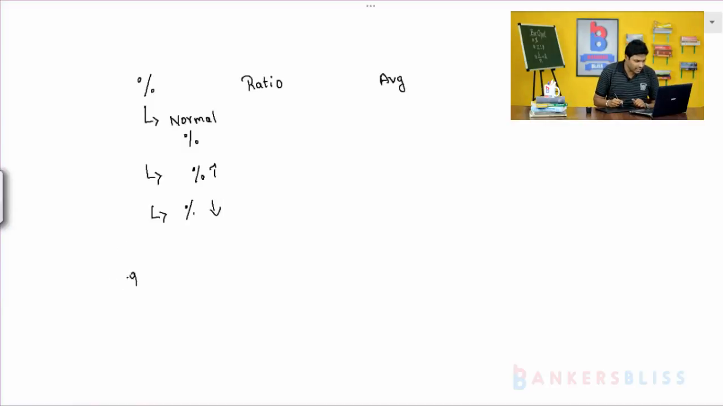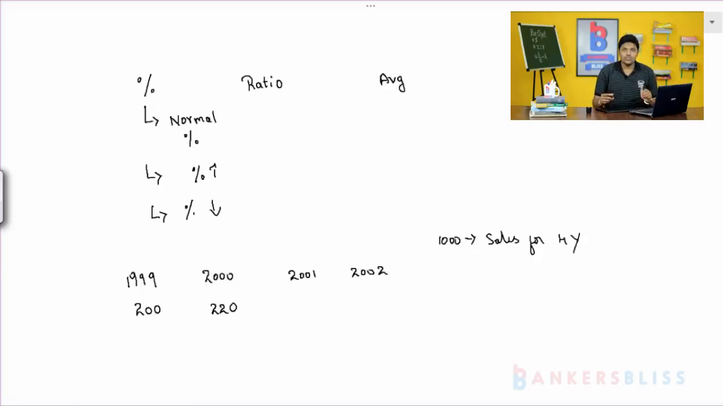in 1999 the sales was 200, but in 2000 the sales are 220, and you have 5 years like this, 1999, 2000, 2001, 2002. You consider 4 years. The total sales for 4 years, let it be 1000. Let it be 1000 is the total sales for 4 years.